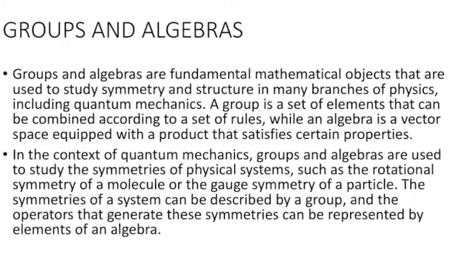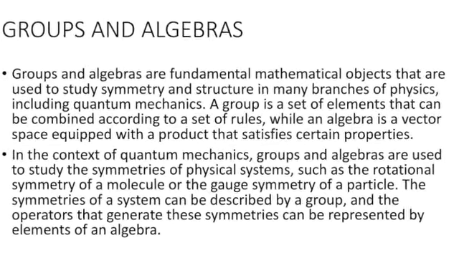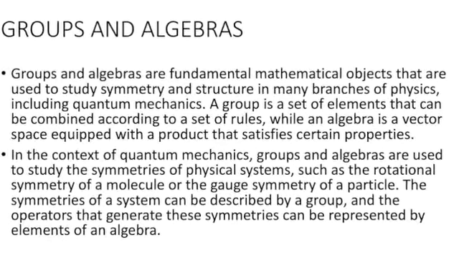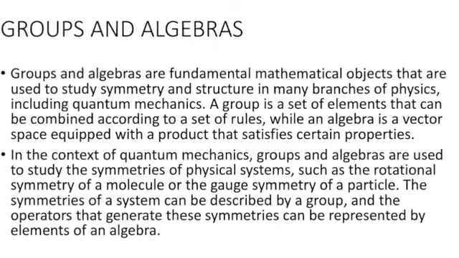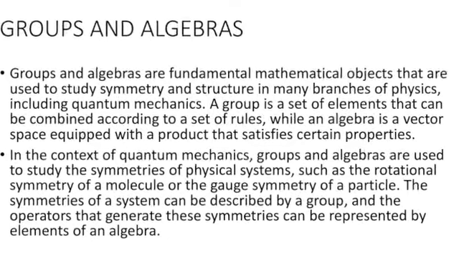Conjugacy classes and centers play an important role in the study of group theory. For example, the number of conjugacy classes in a group can be used to determine the number of irreducible representations of that group. The center of a group can be used to determine whether the group is abelian or non-abelian. Groups, actions, orbits, and stabilizers.